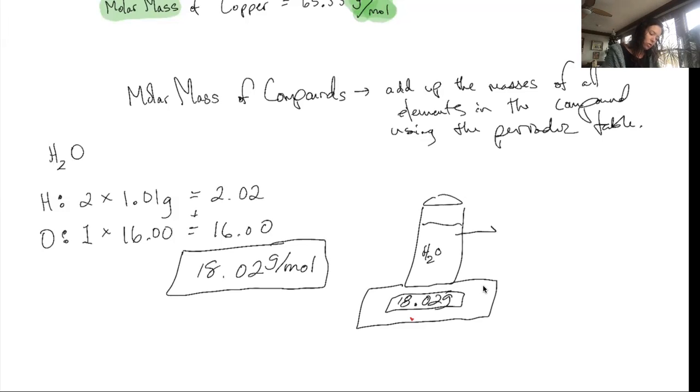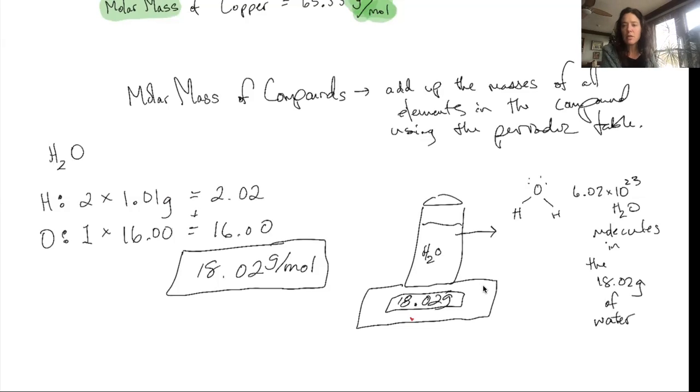How many molecules of water would be in here? How many HOHs would be in that sample of water? 6.02 times 10 to the 23rd H2O molecules in the 18.02 grams of water, because that is the mass of 1 mole, and 1 mole has Avogadro's number of particles. The particles here are molecules because it is covalently bonded.